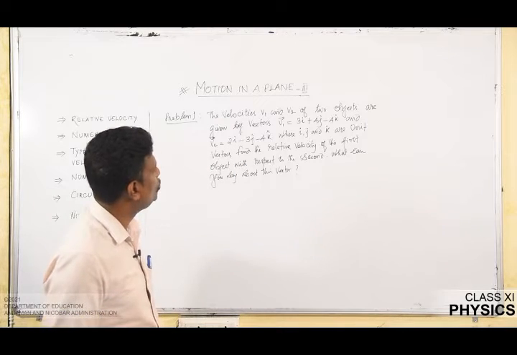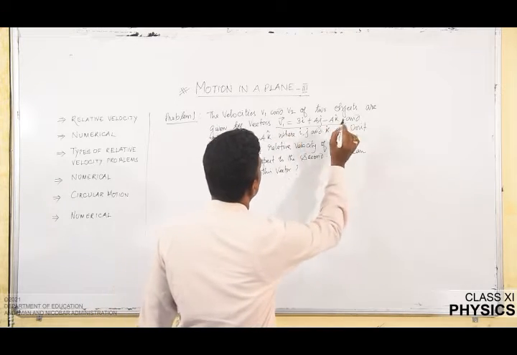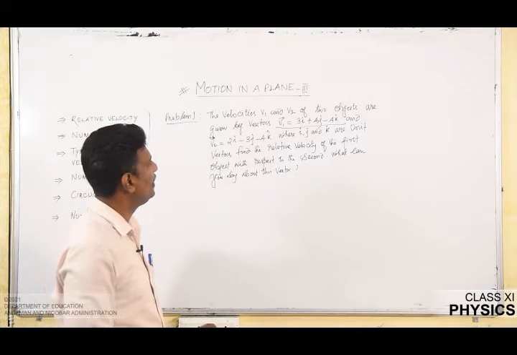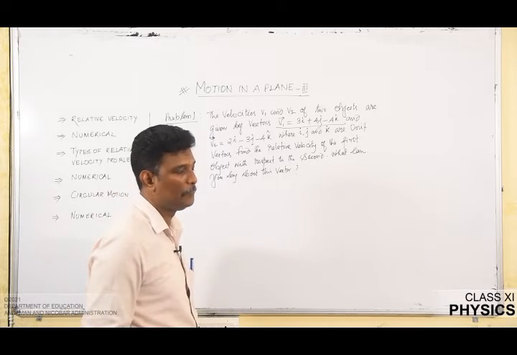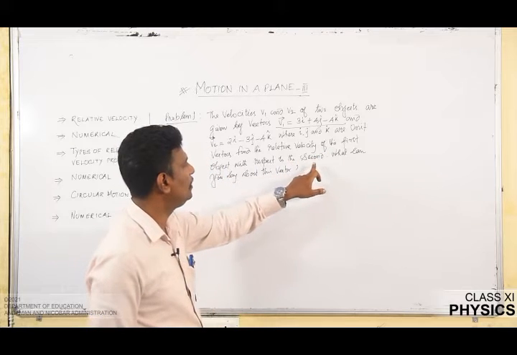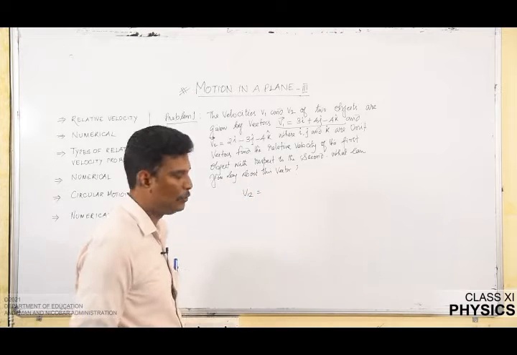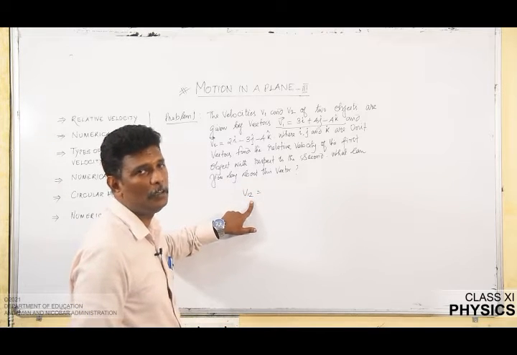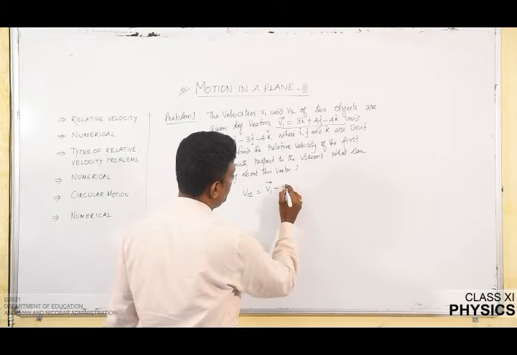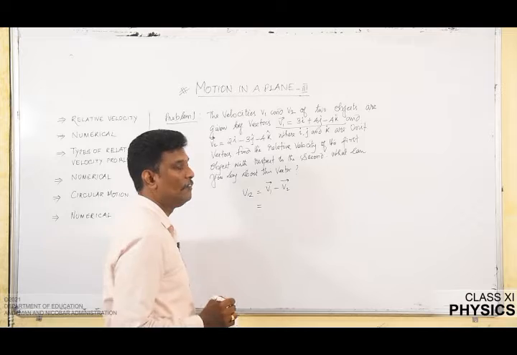Now we can note down that two objects are there having velocities v1 and v2. So v1 is given, that is 3i plus 4j minus 4k, and v2 is equal to 2i minus 3j minus 4k. What is to be found here? Velocity of the first object with respect to the second. So v12, velocity of object 1 with respect to object 2. We know that v12 is equal to v1 minus v2. It is a simple vector subtraction.